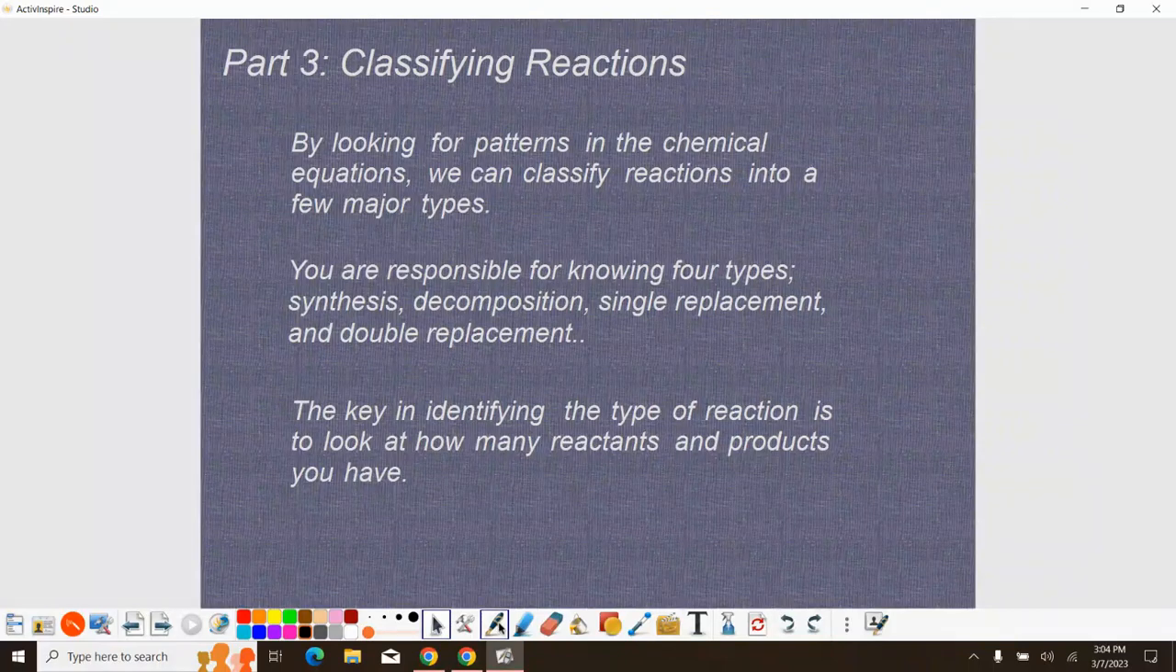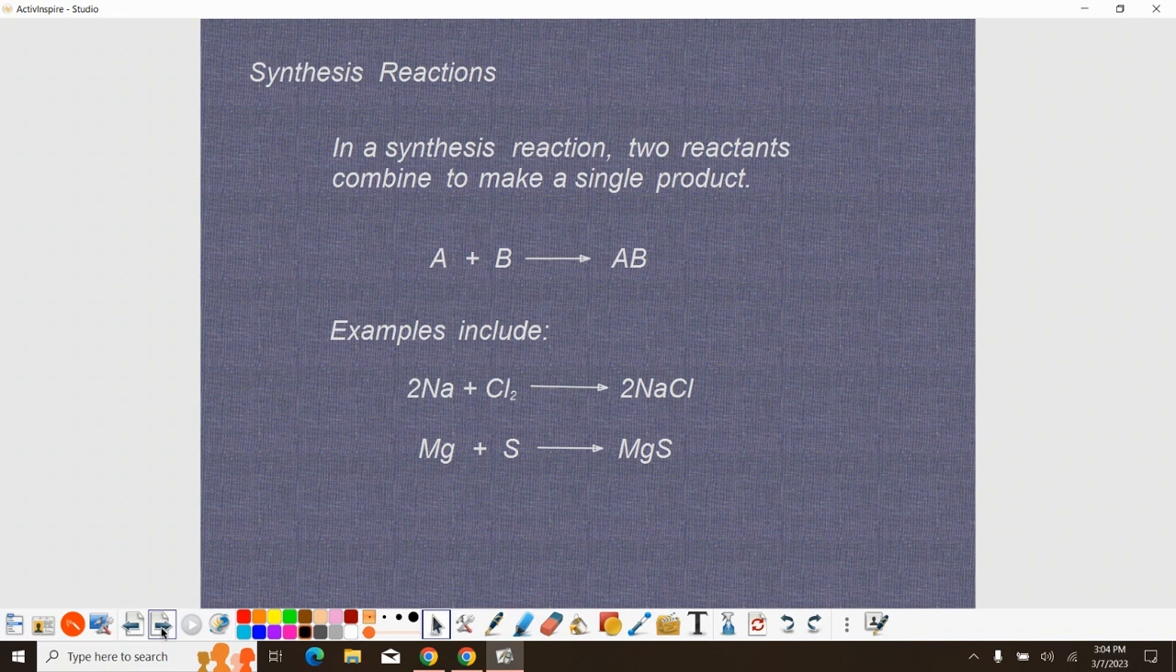So the other thing that I've never made a video for is the reaction types. And what we're looking for is patterns in the chemical reactions that tell us what type it is. There are 5 types that we learned about. There might only be 4 in this video: synthesis, decomposition, single replacement, and double replacement. The key is identifying how many reactants and products you have, and then looking at what those reactants and products are. The first type of reaction is a synthesis reaction.